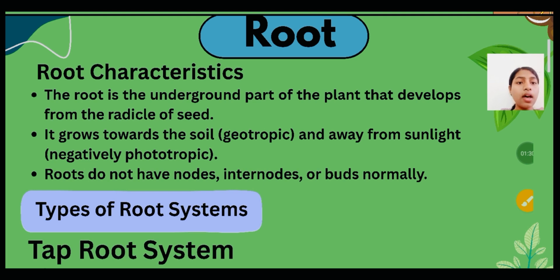The root is the underground part of the plant that develops from the radicle of seeds. It grows towards the soil, that is geotropic, and away from sunlight, that is negatively phototropic. The last point is that roots normally do not have nodes, internodes or buds. So root is usually below the soil, growing towards soil and away from sunlight, and it does not have nodes or buds. Okay, next we will discuss the types of root system.